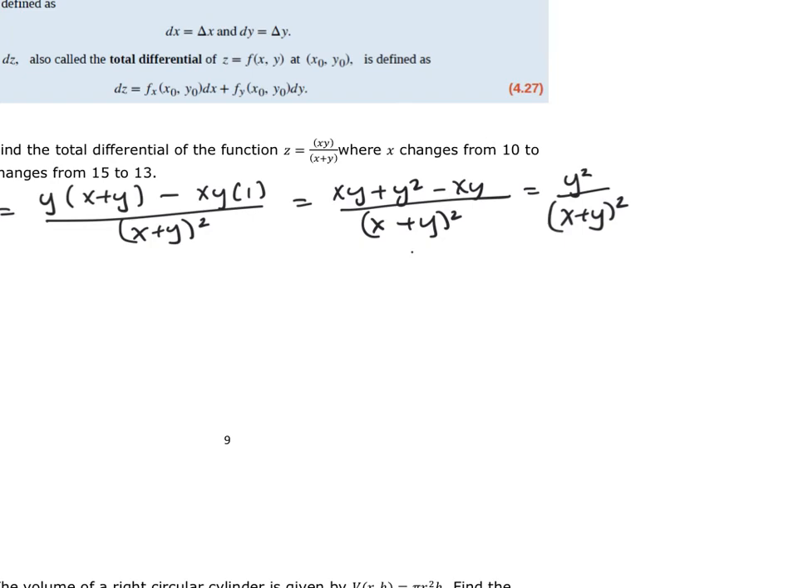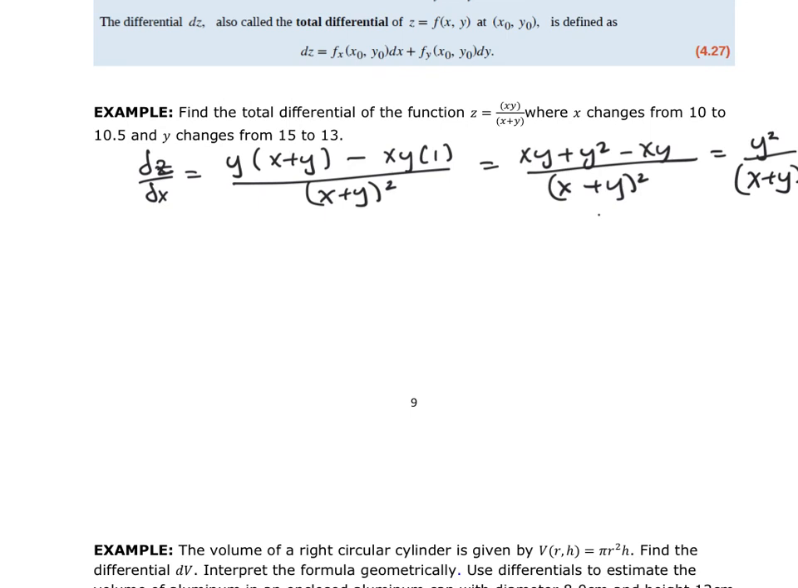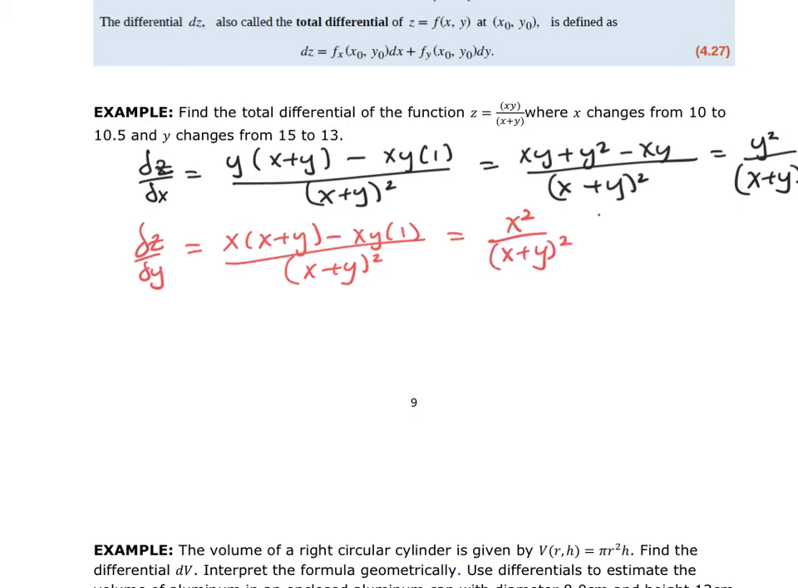Then I'm going to go ahead and find my partial derivative with respect to my y variable. So dz/dy is equal to, and I'm going to do the same thing. It has to be the quotient rule. So it's going to be first x, times (x plus y), then minus xy, times 1, over (x plus y) quantity squared. And this is going to give me something similar. When I multiply everything out, I'm going to get x squared over (x plus y) quantity squared.